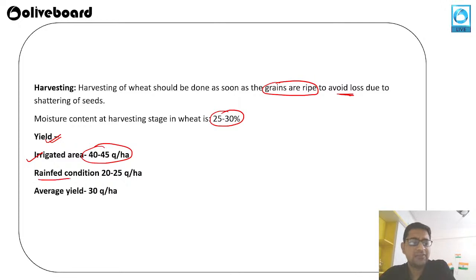Or if it is a rain-fed area, we'll get less, like 20 to 25 quintal per hectare, and the average yield is around 30 quintal per hectare. This is how wheat cultivation is done in our country.